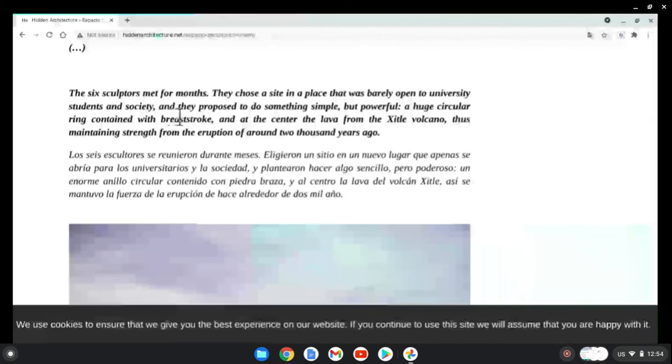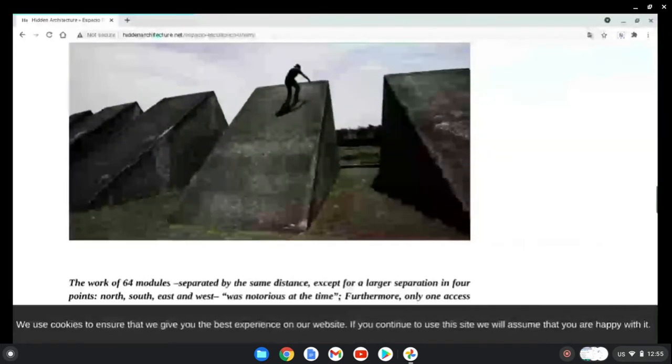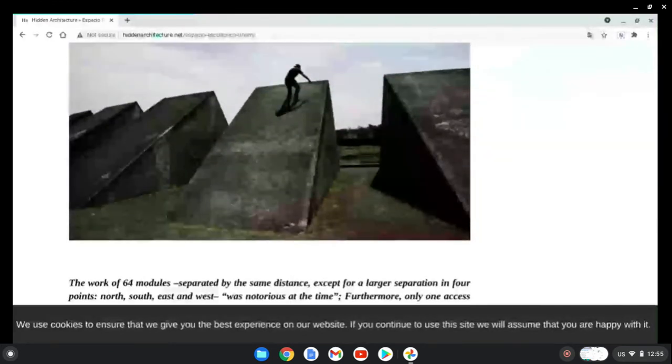A huge circular ring contained with breakstroke, and at the center the lava from the volcano, thus maintaining strength from the eruption of around 2,000 years ago. Yeah, that's what you do. You're containing the strength of a volcano with... I just don't get it.